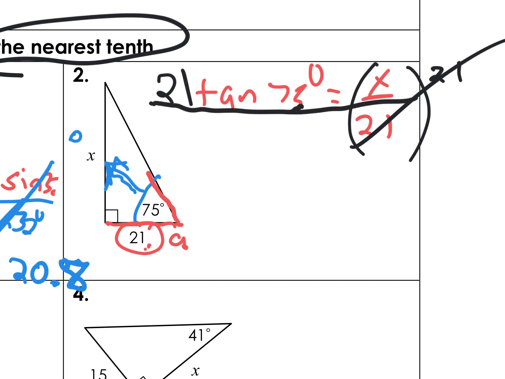Pick up your calculator. This is such a cool lesson. It's like the calculator does all the work. All you have to do is document what you're typing in. 21 times the tangent of 75 degrees, rounded to the nearest tenth. Please, x is?